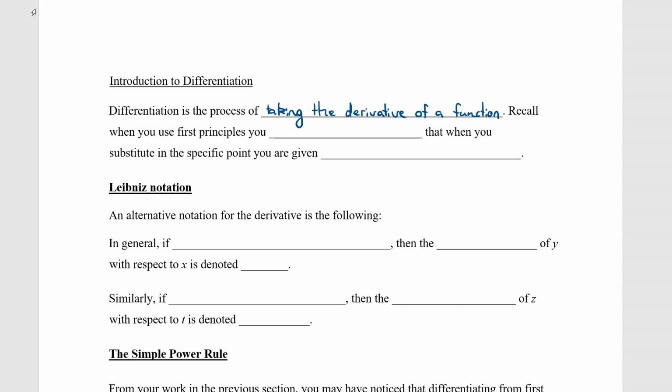Recall, when you use first principles, you find a function that when you substitute in a specific point, you are given the value of the slope of the tangent to that point.